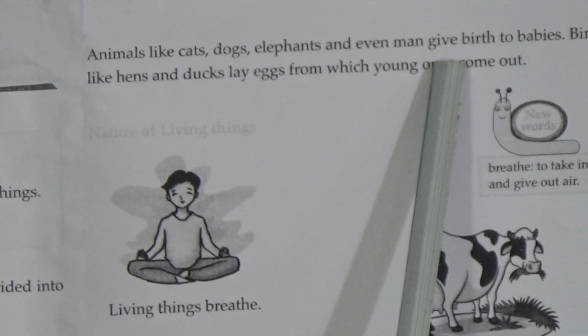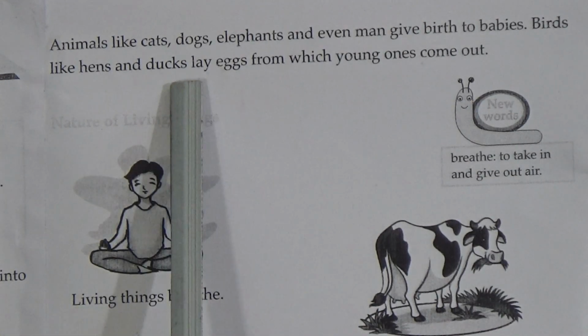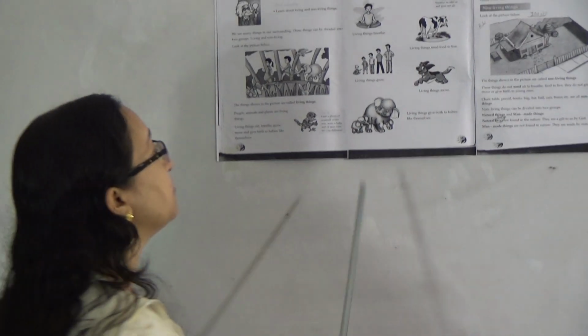Animals like cats, dogs, elephants and even man give birth to babies. Birds like hens and ducks lay eggs from which young ones come out. So birds like hens and ducks lay eggs and little chicks come out from these eggs.